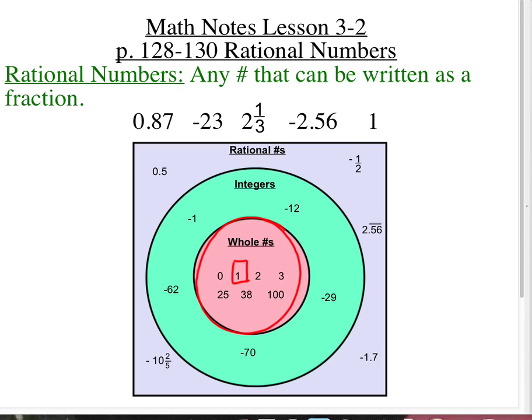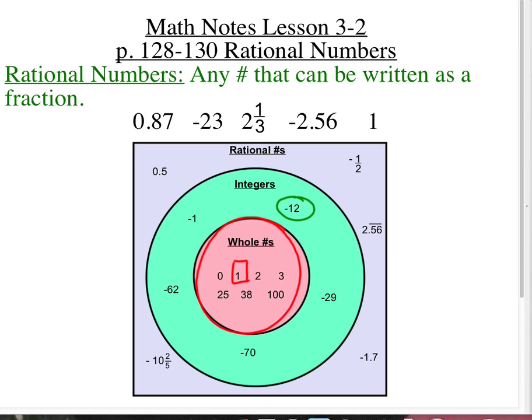What about negative 12? What could it be classified as? Is it in the box? Yes, it is in the box, so it is a rational number. Is it in any of the balloons or the bubbles? Yep, it's in the integer bubble. Is it a whole number? No, because it's not in the whole number bubble. So negative 12 would be called an integer, and it would also be classified as a rational number, but it is not a whole number, right, because it's a negative.